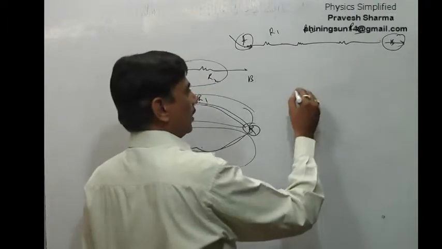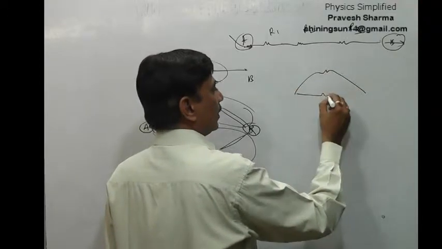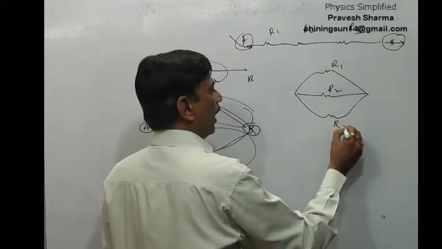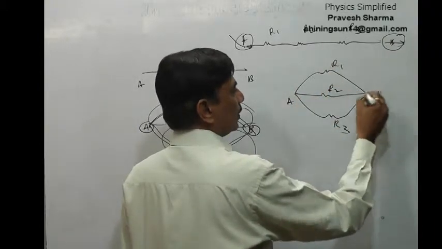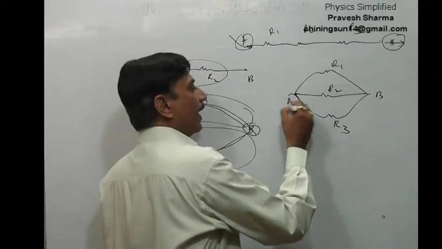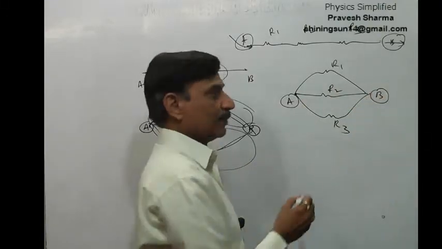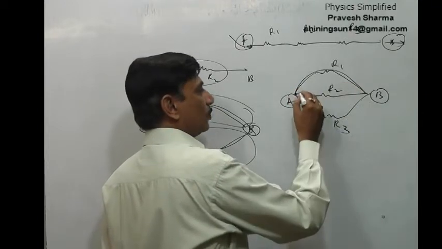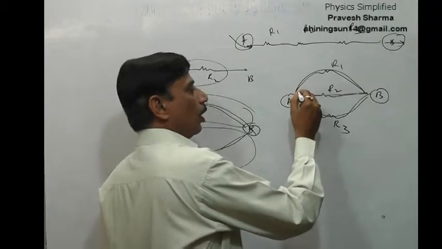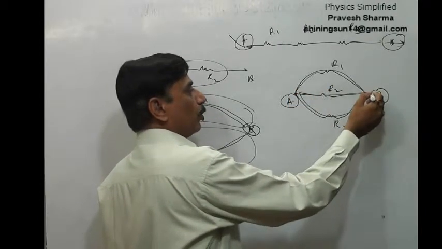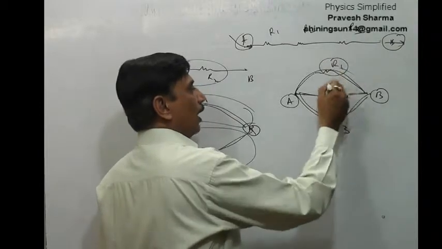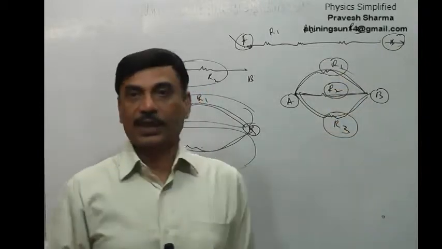The other combination is I can also have resistances like this, R1, R2, R3, and these are points A and B. In this case, if you have to move from point A to point B through resistors, you have many ways. You can go via this, via this, or via this resistor. So how many options do you have to go from point A to point B? You have 1, 2, 3 options. So R1, R2 and R3 are in parallel.